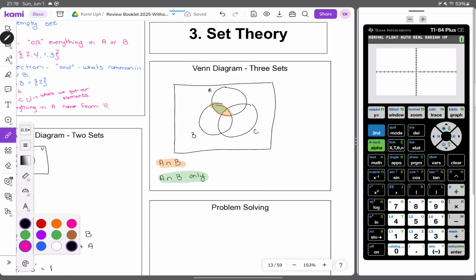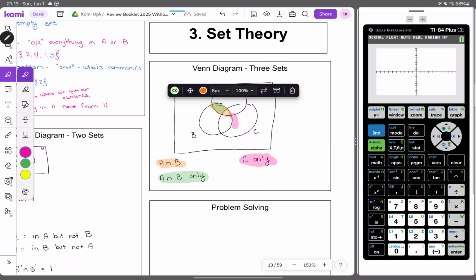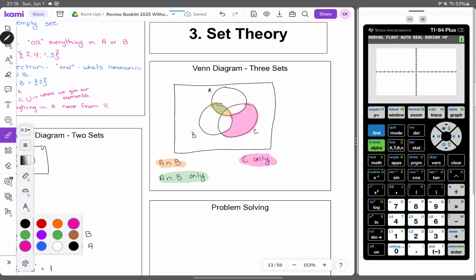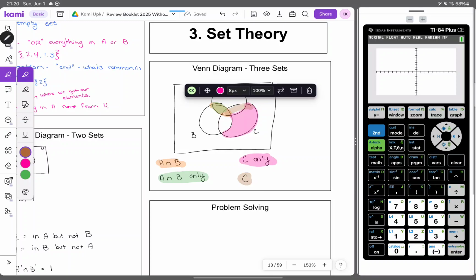If I just want to be part of C only, well, C only would be just the parts that are in C. But if I wanted to be C, well, C would be that whole circle. So if I wanted to be C, it doesn't matter if I'm part of any other group, as long as I fall into the C circle. So be very careful where you're looking with these 3 set Venn diagrams.